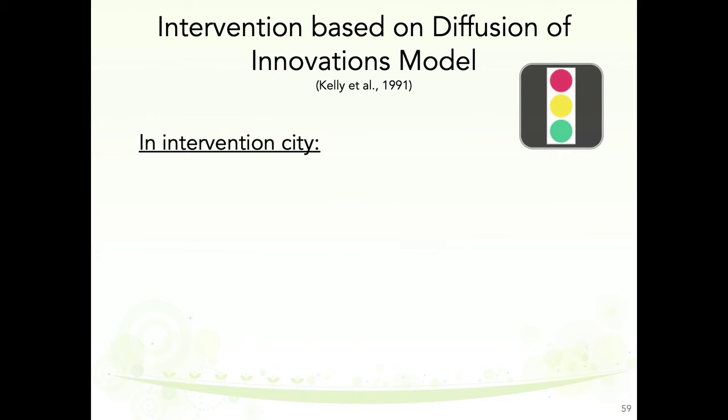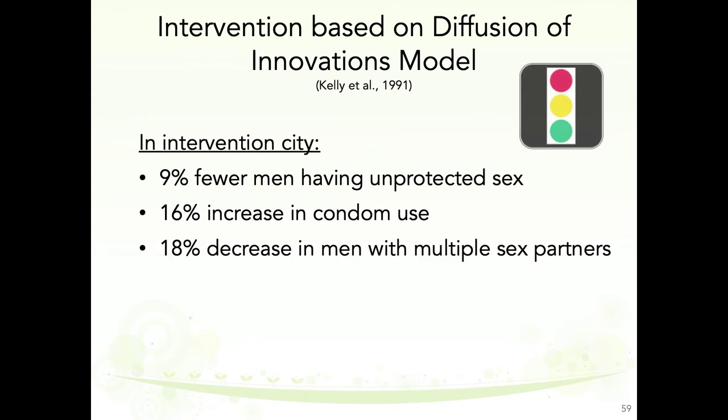In one city, they did this intervention, and in another city, they didn't, and they tried to compare between. It's difficult to randomize. What should you randomize? At the level of individual bars, but people go to different bars, and so they randomized at the level of cities. It's not perfect, but I think it's a very impressive study. In the intervention city, the result was that 9% fewer men were having unprotected sex. There was an even larger increase in condom use and decrease in multiple sex partners. And there was no change in this longitudinal study in the comparison city.